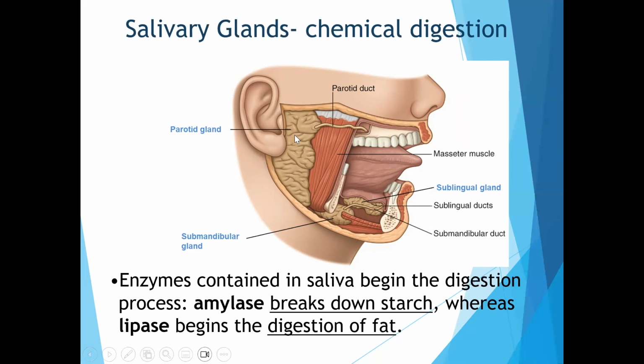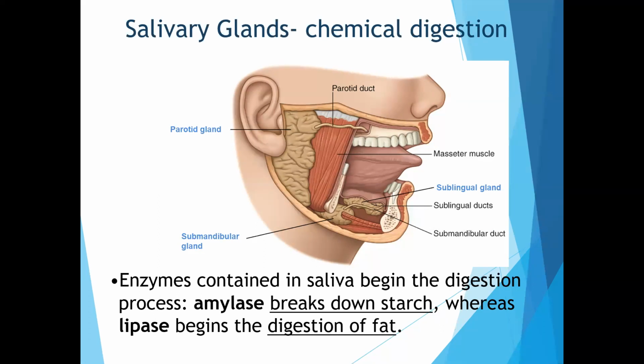So we have three main glands: our parotid gland, which is up here, behind the ear, right with the jaw, the submandibular gland down lower here, and then the sublingual gland under our tongue. Those are our three primary glands. They all have ducts that transfer the saliva from the gland to the mouth itself.